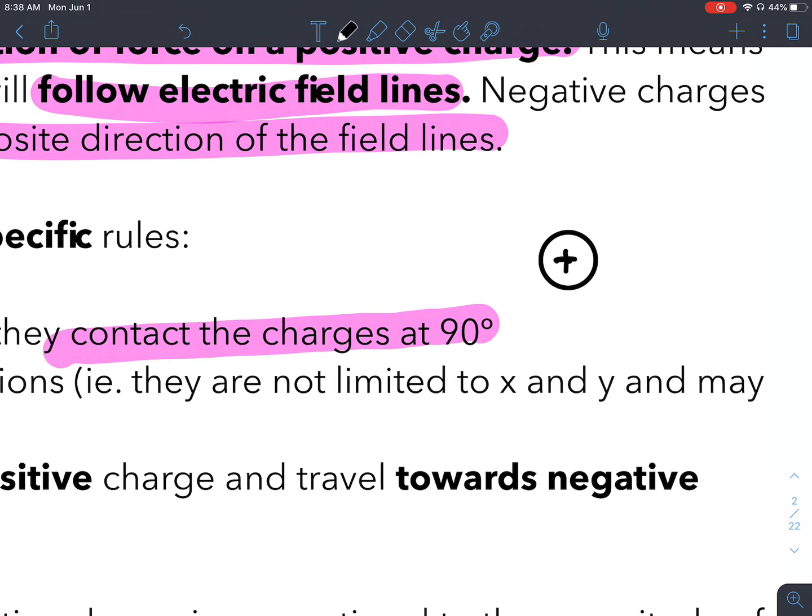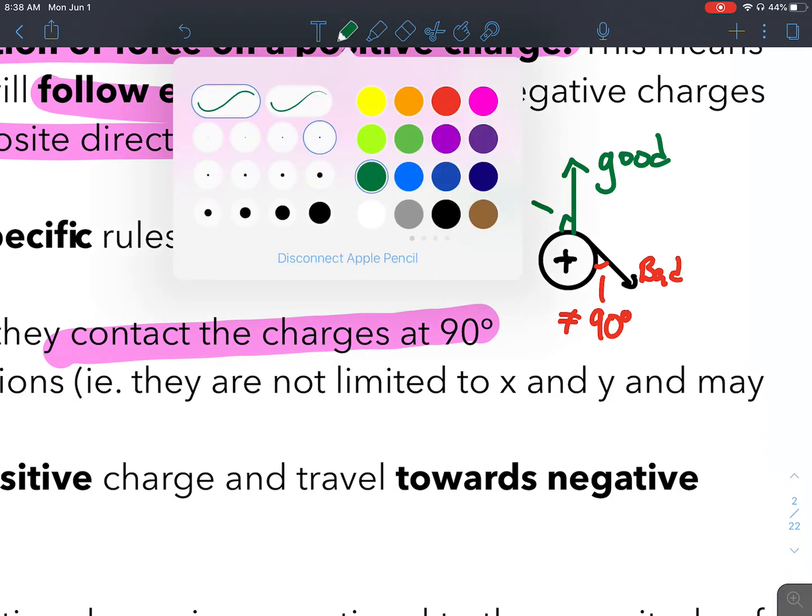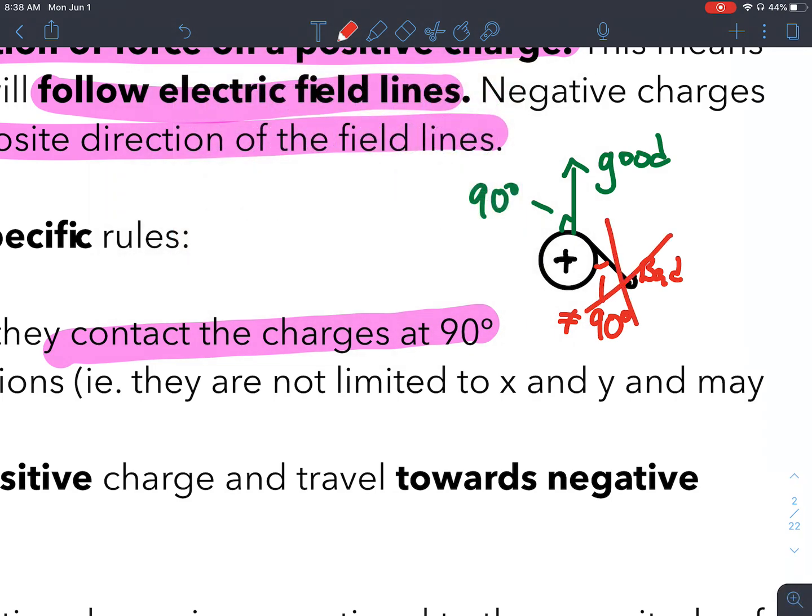If I'm going to draw an electric field line, it can't come out like that. That right there is bad because that angle is not 90 degrees. But if we wanted a good one, we just have to go straight up like that, right? That is good. That is 90 degrees. Okay, that's all it's saying. Does it have to be perfect? No, not at all. I just want you to see, don't do this. Stick with these straight out of the circle.